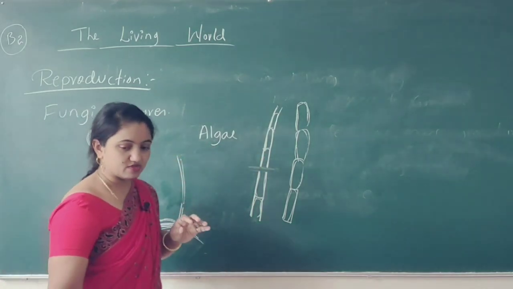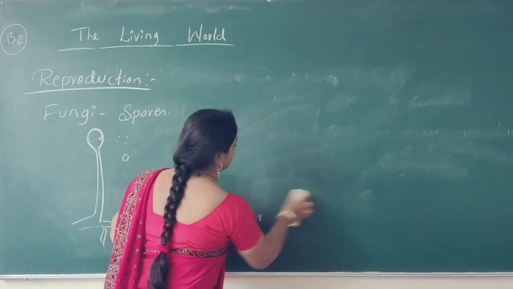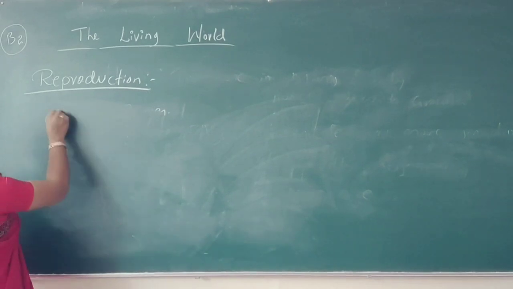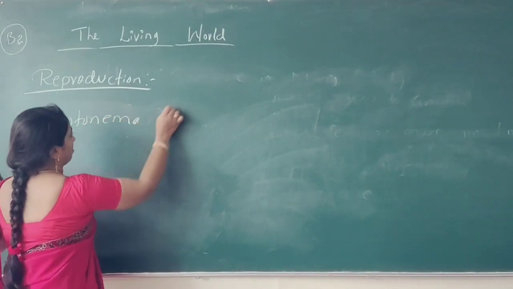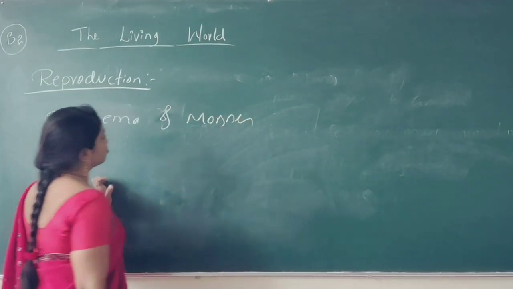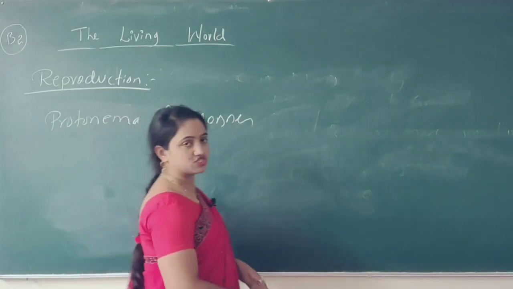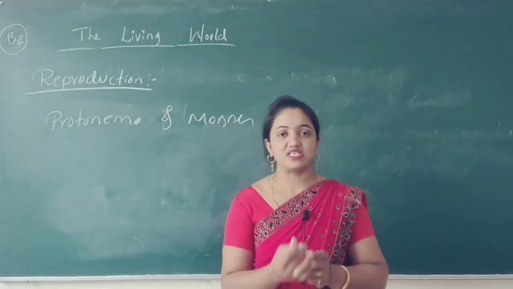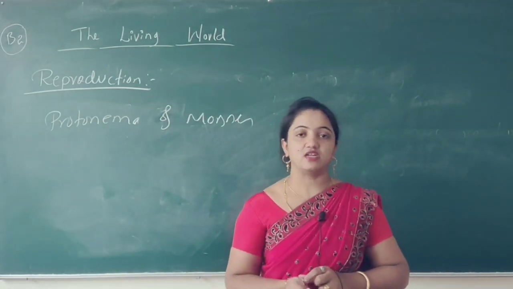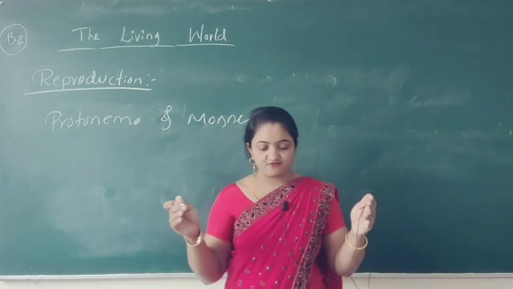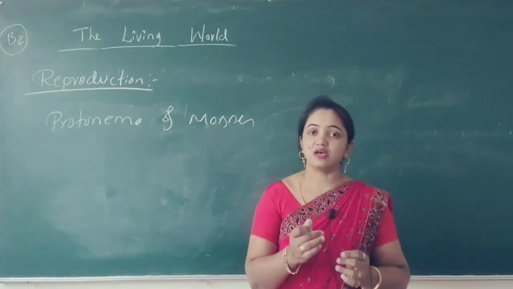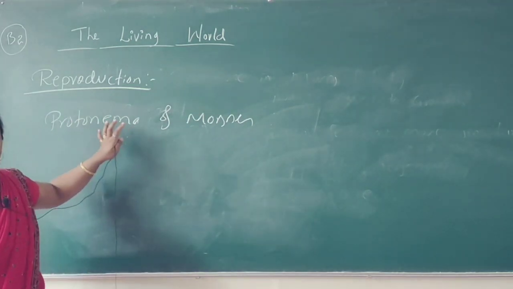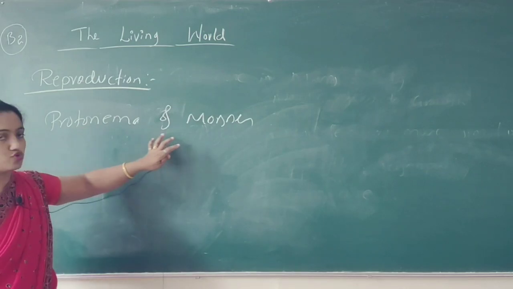And a few more examples I would like to give here. One is the protonema of mosses. Mosses are non-vascular plants. Non-vascular plants means the plants do not have vascular tissues. Vascular tissues means xylem and phloem. Alright. So the plants which do not have this type of tissues are known as non-vascular plants like bryophytes. So in bryophytes, one of the methods of reproduction is formation of protonema.